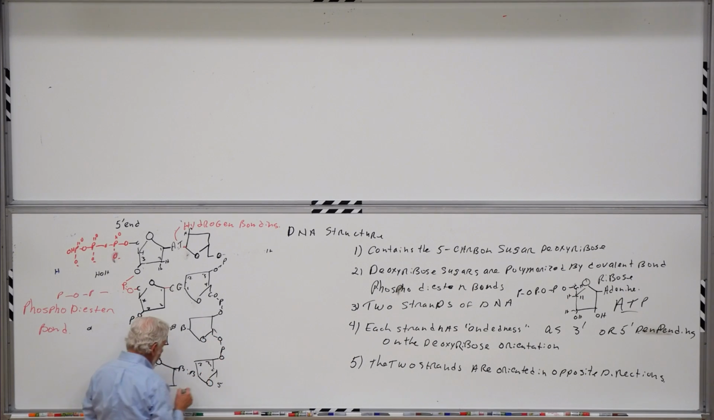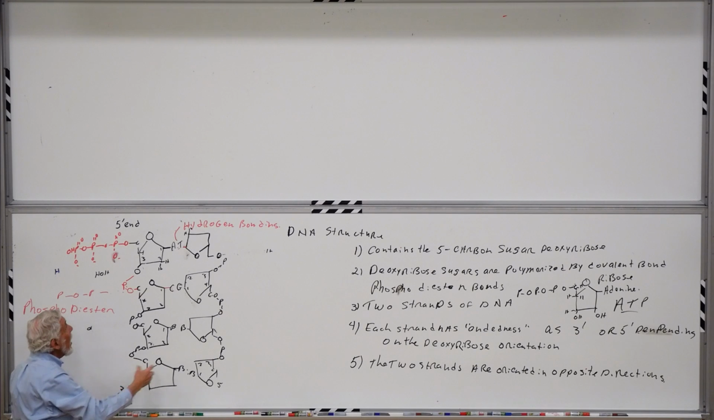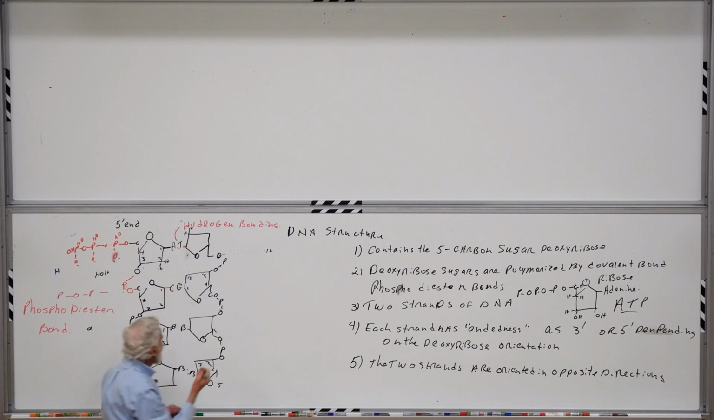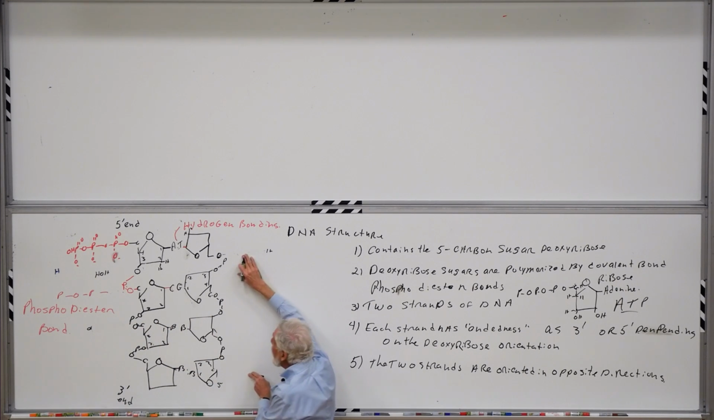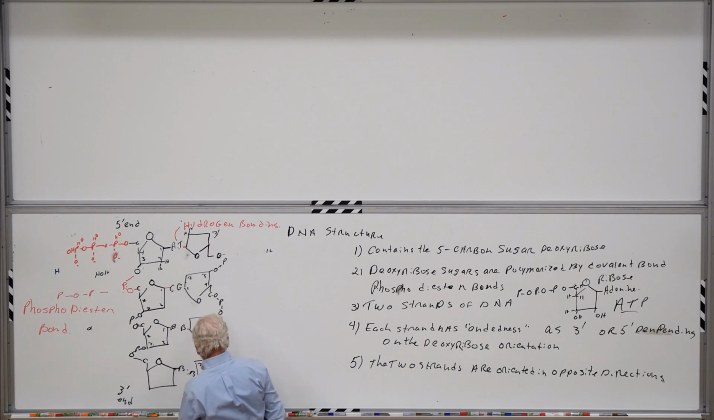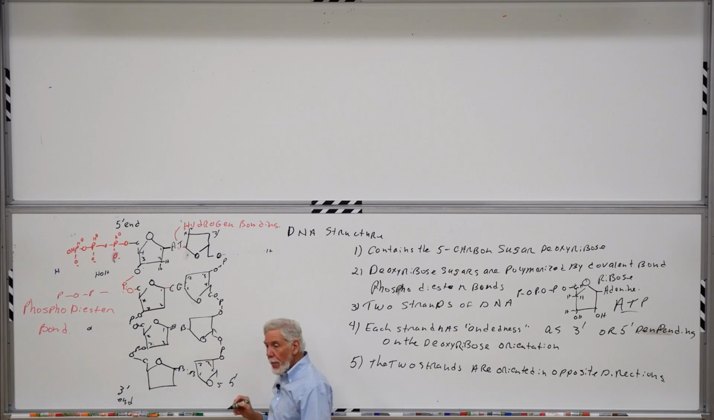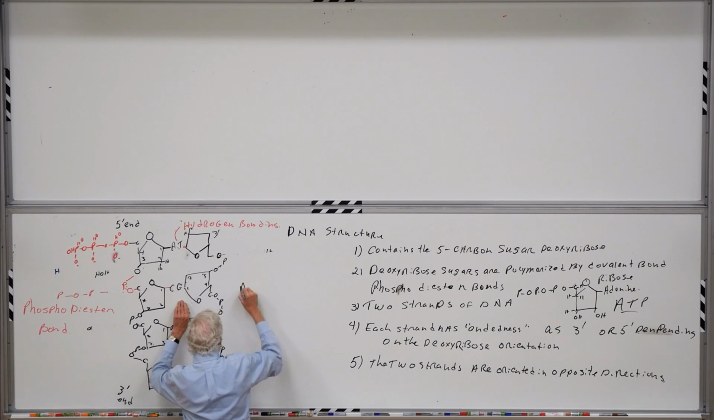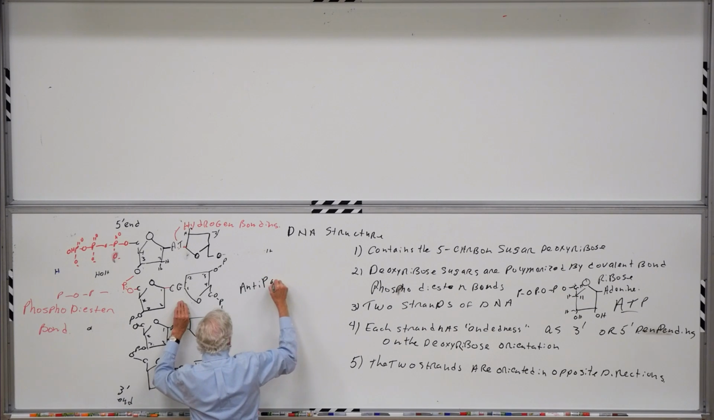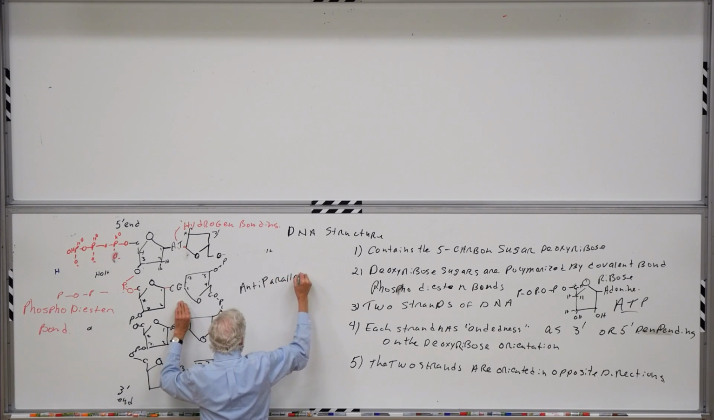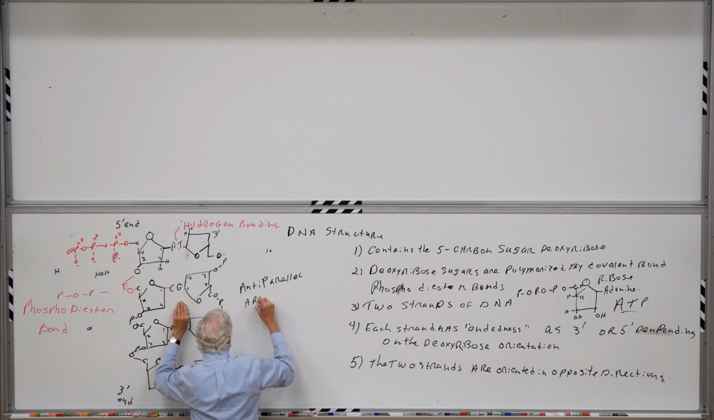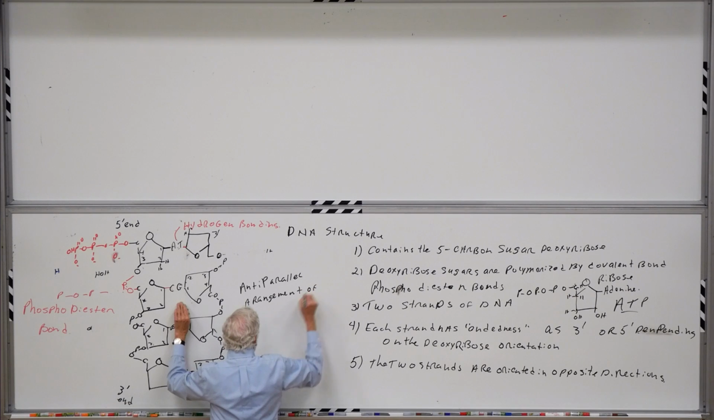So what have we done? What we have done is we've laid out this strand in such a way that this is the 5' end and this is the 3' end. But we've organized the other strand in such a way that this is the 3' end and this is the 5' end. This is said to be the anti-parallel arrangement of DNA.